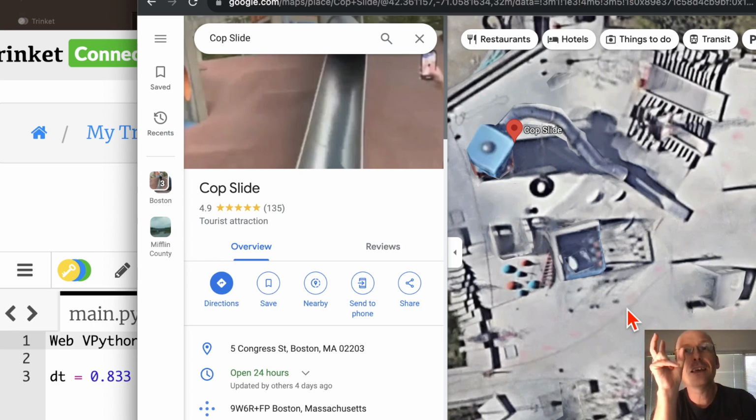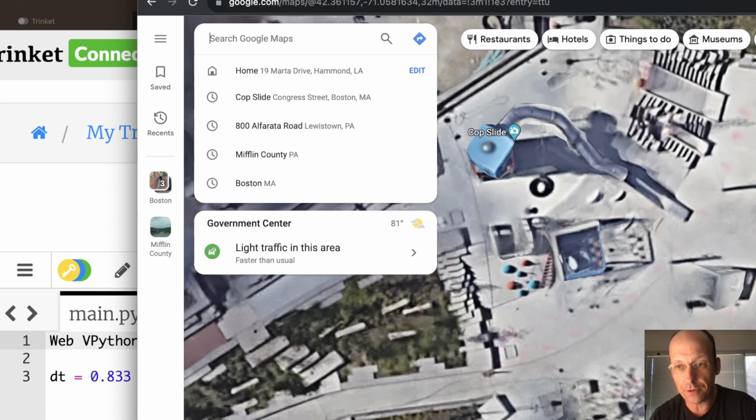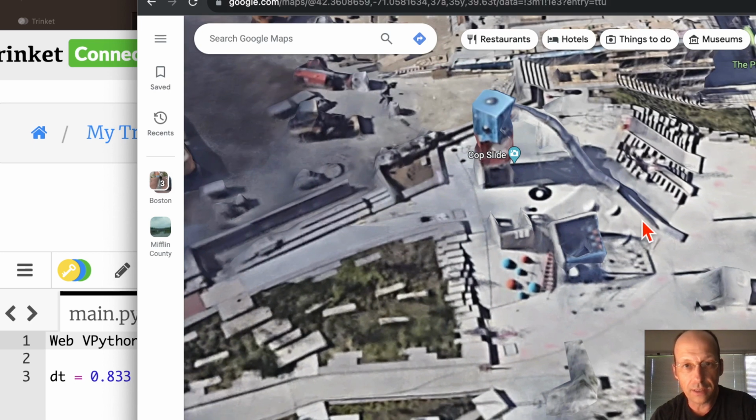It's actually labeled cop slide, which is really great. Thank you, whoever did that. It's kind of funny too. Here's the slide. You can see it from the top. There is a 3D view that's kind of useful too. That's kind of cool. And it only really has one bend in it, but I want to get the distance from here down to the bottom. And it is at an angle.